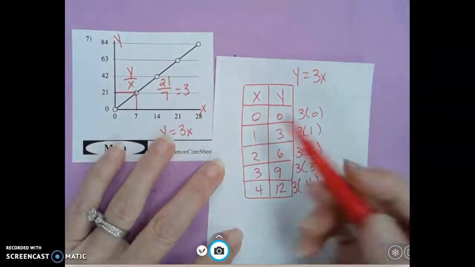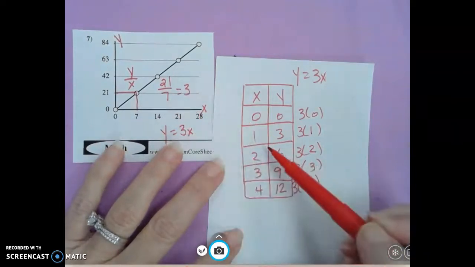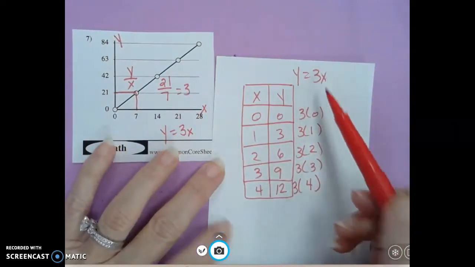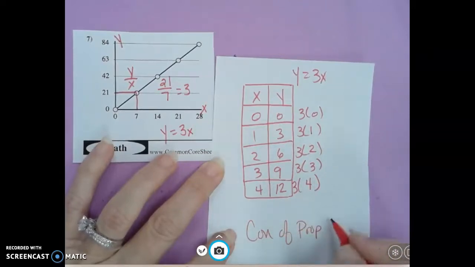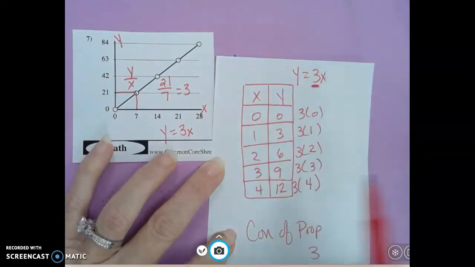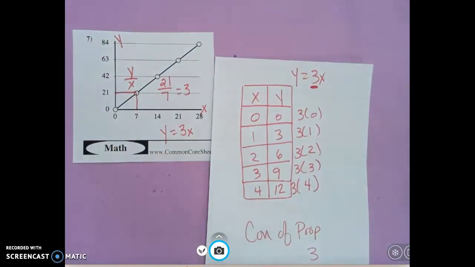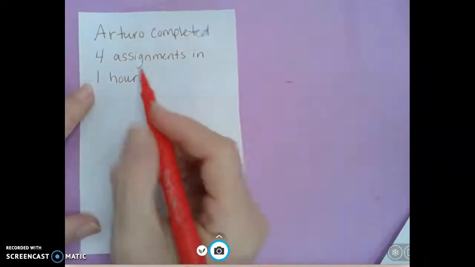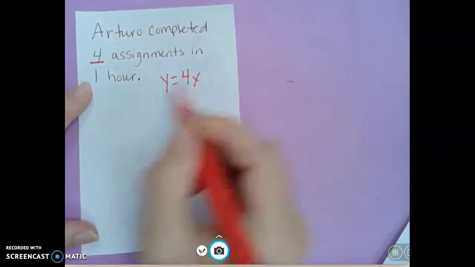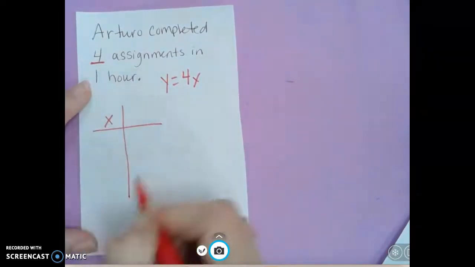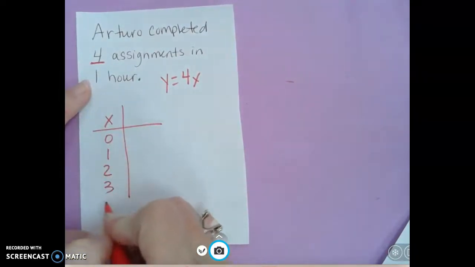So here's our graph. Here's our table. Here's our equation. And if I just ask for the constant of proportionality, it would be 3. It tells you right there by that x what your unit rate or constant of proportionality is. So now, if I said Arturo completed 4 assignments in 1 hour, then this is my unit rate. So y equals 4x. And then we could graph, if I graph 0, 1, 2, 3, 4.